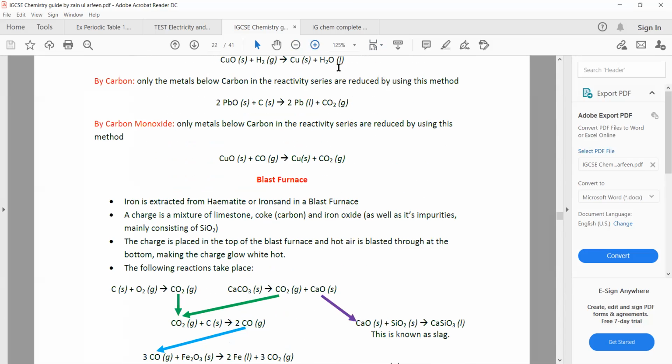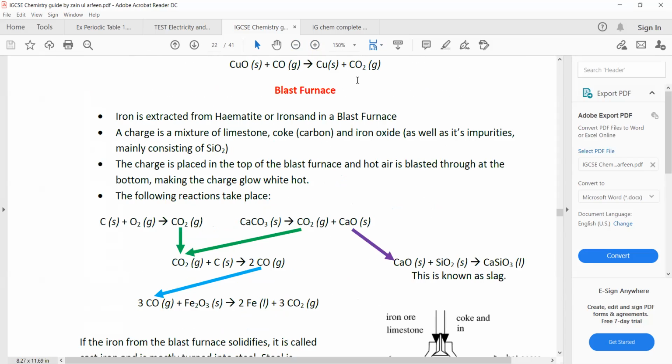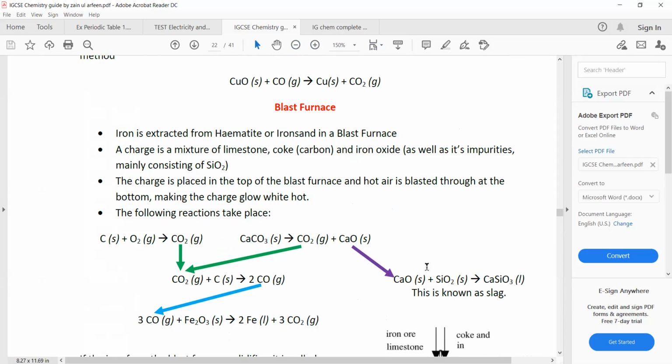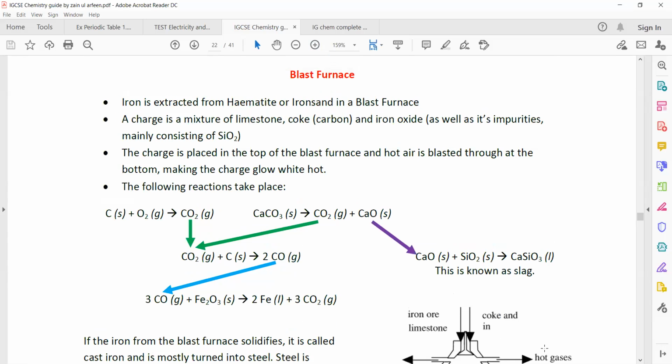So if a question is explain extraction of iron, you will copy this part in a blast furnace. The limestone is decomposed to give calcium oxide and carbon dioxide, and the calcium oxide reacts with silicon oxide. Here are the points. These are the points.